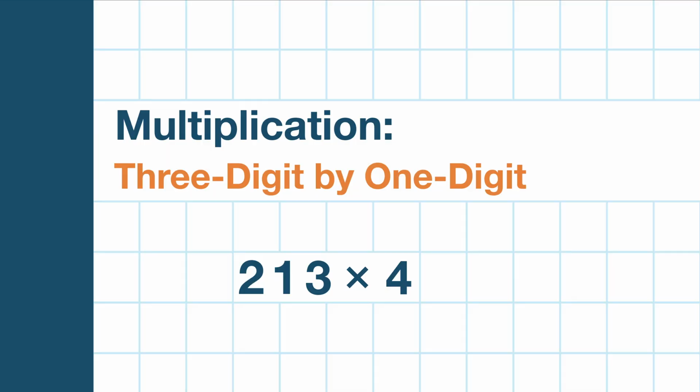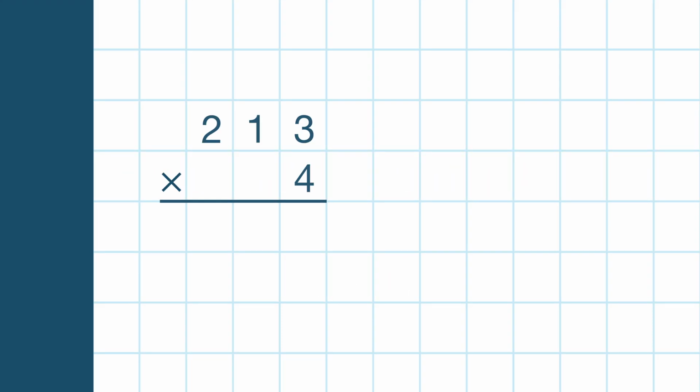How do you multiply a 3-digit number by a 1-digit number? You multiply each digit of the 3-digit number, starting with the ones place, then the tens place, then the hundreds place. Let's see how this works with 213 times 4.